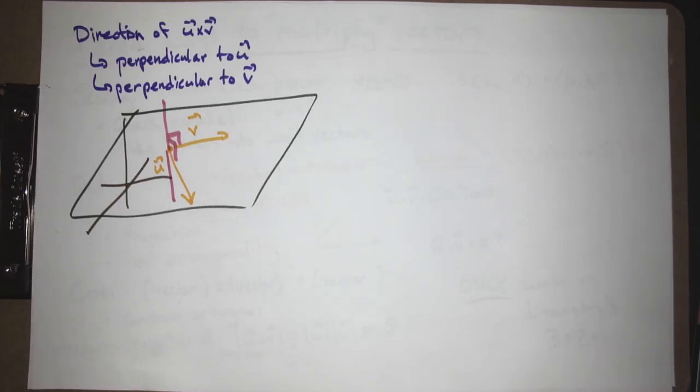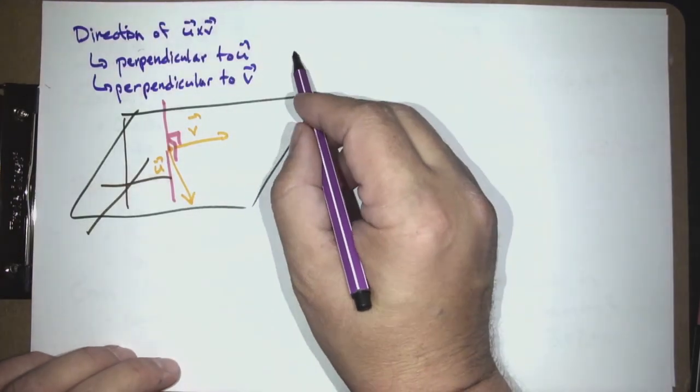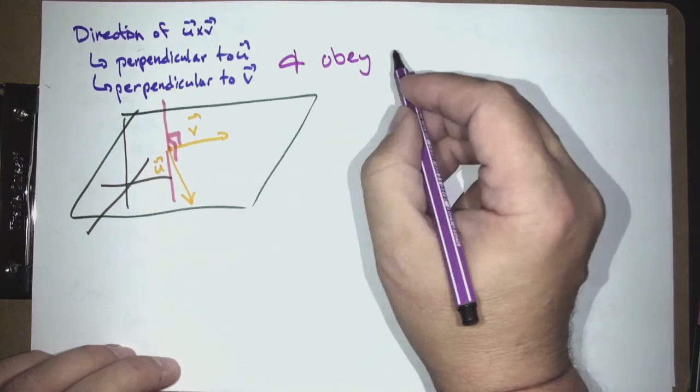We want one direction, so we have to make a choice, and somehow we have to have a choice which is consistent. So we need a rule to follow. Is there anything available to help us break the tie, to know which way to go? Right hand rule. Okay, good. So it's perpendicular to U, perpendicular to V, and we obey the right hand rule.